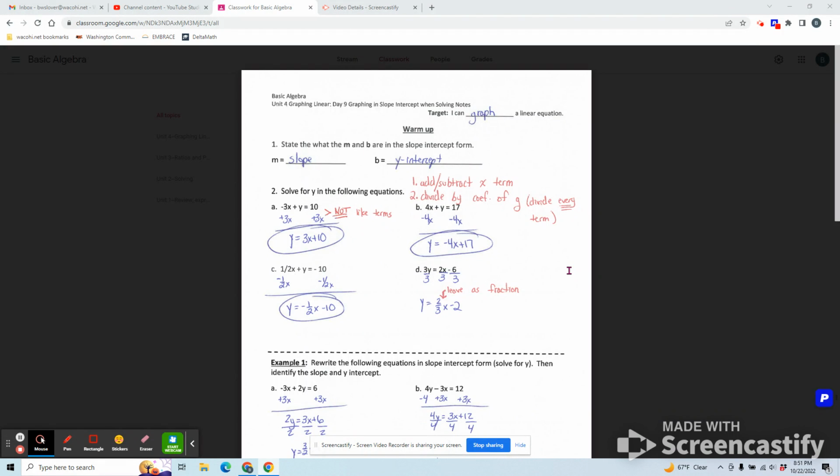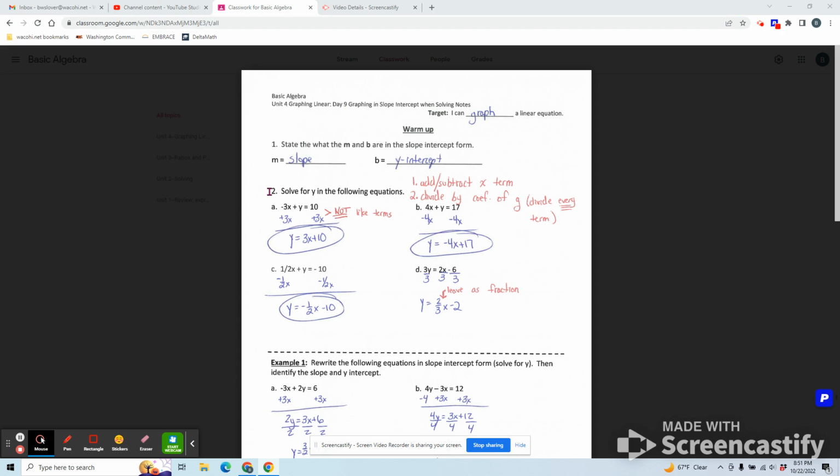Today we're going to talk about graphing a linear equation again, except there's going to be a few catches. It's not going to be as straightforward as we did in the previous lesson where we were given the slope and the y-intercept. So the warm-up is getting us ready for what we're actually doing today in the lesson when we graph. The m is the slope, the rise over the run, the b is the y-intercept.